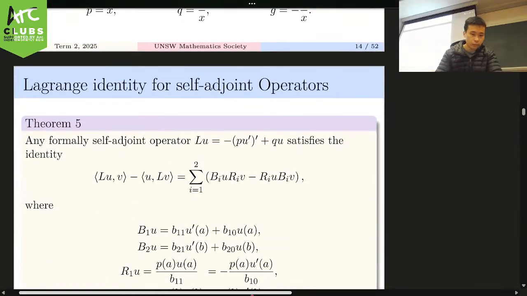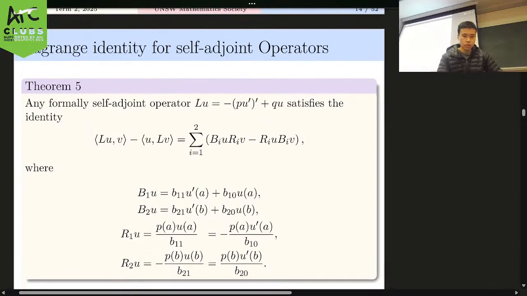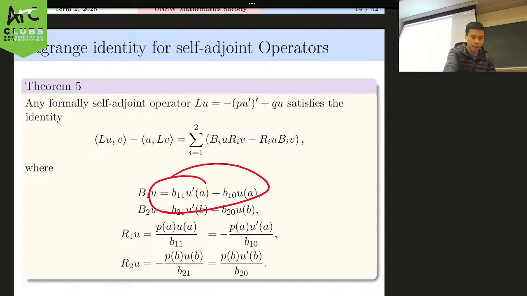Now we actually come to the main point, the purpose of writing this really weird form of a self-adjoint operator. The point is any self-adjoint operator in that specific form will satisfy this identity. It's the difference of these two specific inner products equal to the sum. So what are these terms here? The B terms should be recognizable because they're the result of our boundary operators. Nothing changes from that; that's still the same thing.